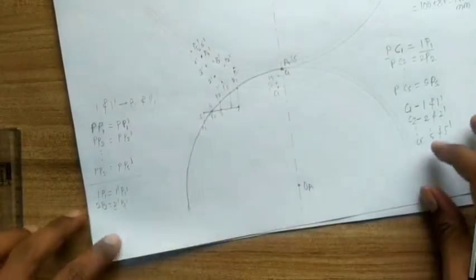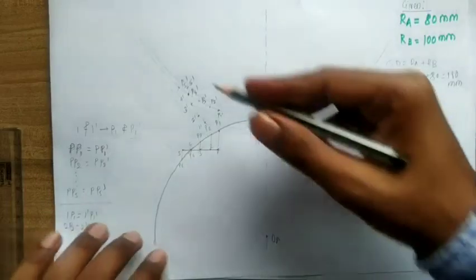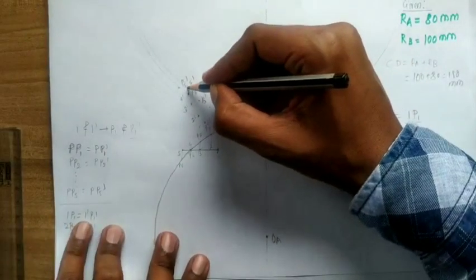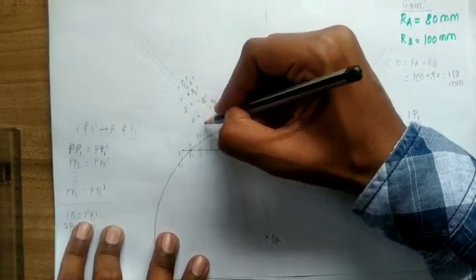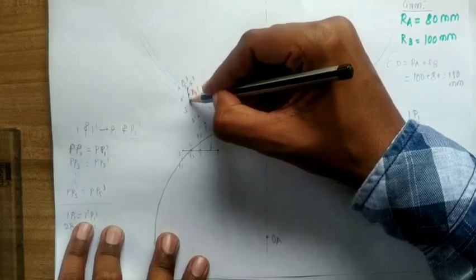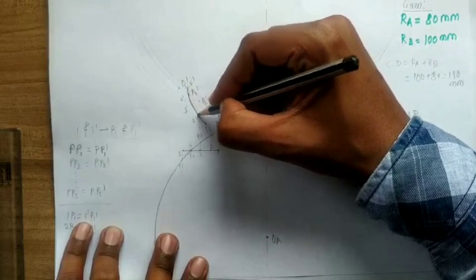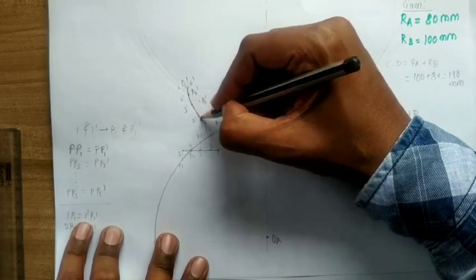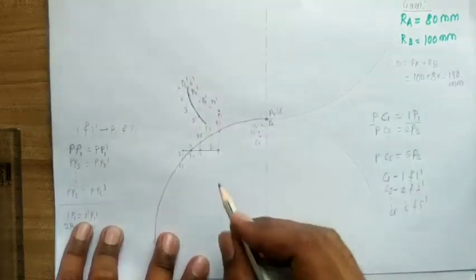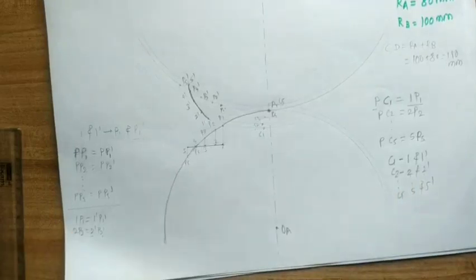Now the last step, join these points by a smooth curve. So 1 dash, 2 dash, this is 5 dash, 4 dash, 3 dash, 2 dash, 1 dash. Very good. Join them by a smooth curve. And this is your conjugate profile, which we obtain with reference to this straight line profile selected.